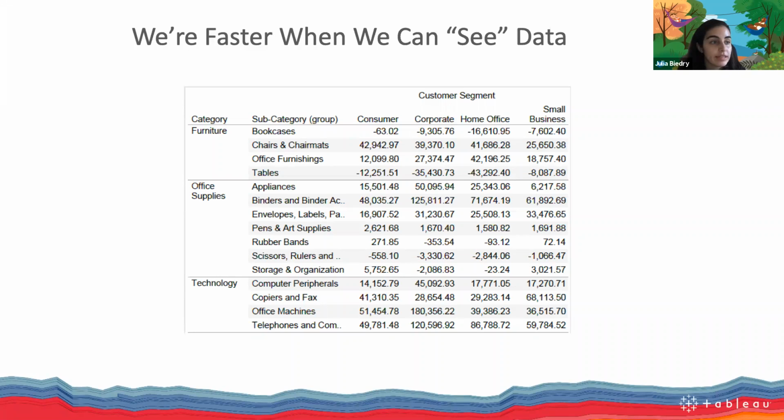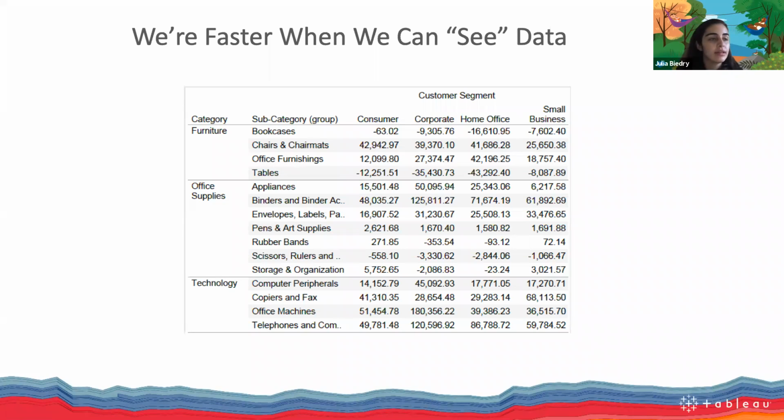We're faster when we can see data. So looking straight at this crosstab right here, what product subcategory is the most unprofitable, if everyone's looking here, of the subcategories? If someone wants to call it out or type it in the chat. Which subcategory is the most unprofitable? Great, looks like I see some answers in the chat here.